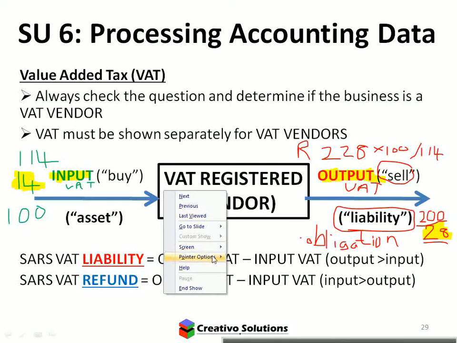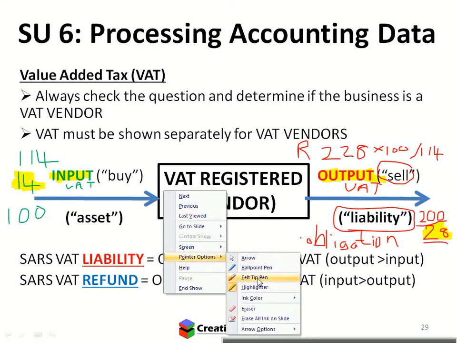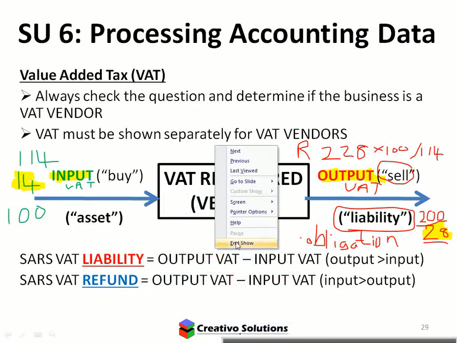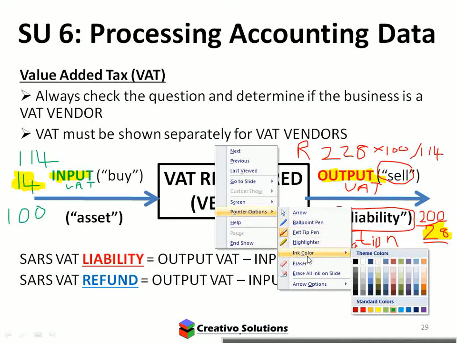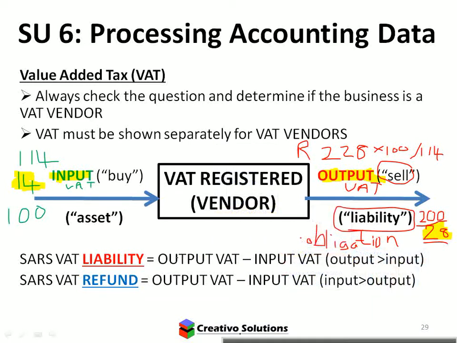So what happens at the end of every month for most businesses? There are different categories, but we're not going to look at that. At the end of every month, they look at the outputs and the inputs, and they see which is bigger. For most businesses, they should be selling more than they're buying. If it's the other way around, there's a problem.